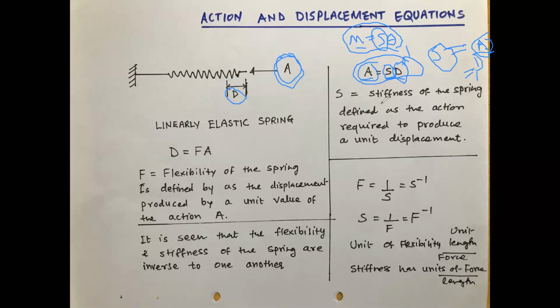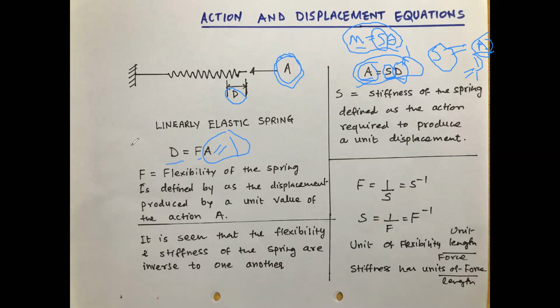Now flexibility is something which is the opposite of stiffness. F is equal to 1 by S. It is the reverse. So the flexibility of the spring is defined as the displacement produced by a unit value of the action A. So, reverse. Instead of making the deflection unit, I can make the force unit. If you apply the unit force, you get the flexibility. And this equation is written in reverse order. Here you can see on the left hand side the force. Here you can see on the left hand side the deflection.